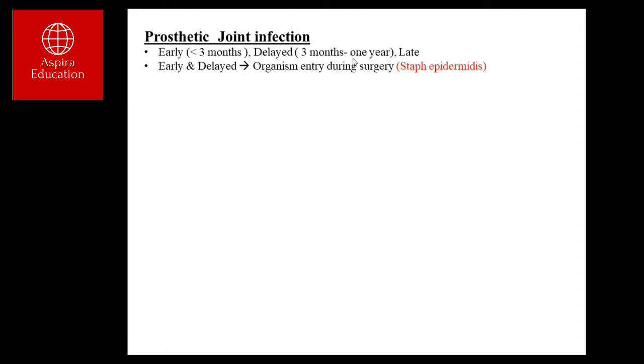The common organisms are usually commensals which are present on the skin, such as Staph epidermidis. It could be a hematogenous infection as well, from an abscess somewhere else in the body. Typical features are pain and fever, night sweats, restricted movement of a joint, especially the knee joint or hip joint, because these are the two joints which are commonly involved in arthroplasties.